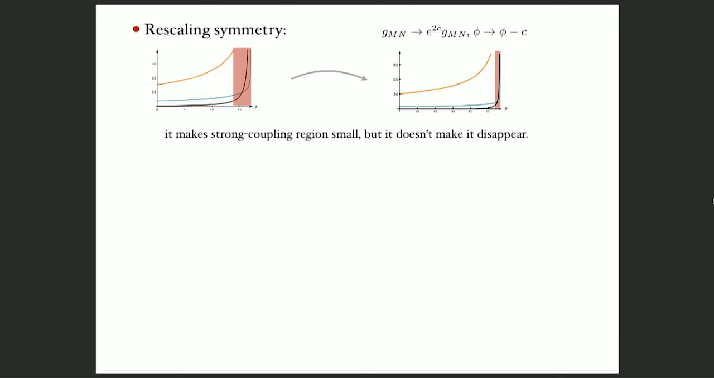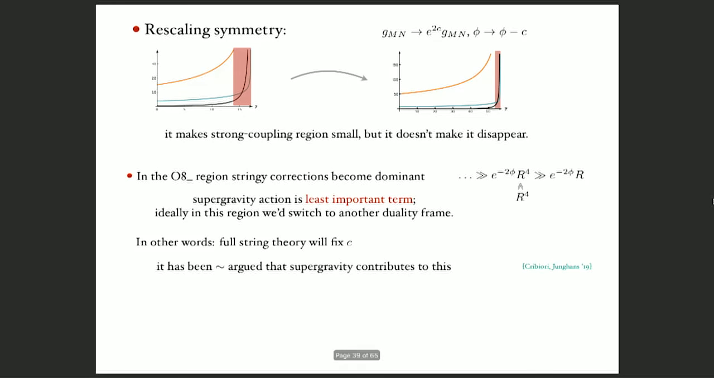Presumably, the string theory corrections, the full string theory equations of motion, will come into play here and will fix this value C, this rescaling C, to some particular value. Or, well, perhaps the solution won't even exist. But I think this is a good first step.